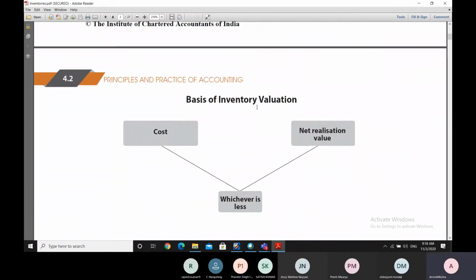The very basis of inventory valuation is cost or net realizable value, whichever is less. So the basic premise before us when we are doing inventory valuation is that we have to get to the cost, we have to get to the net realizable value, and then we have to take the lesser of the two.